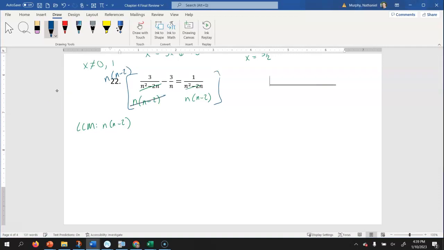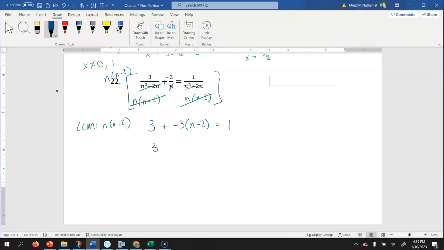So this will cancel out with the n and n minus 2, leaving us with just 3. Remember, this is plus a negative 3, so don't forget that's a negative 3 there. So this n would cancel out, leaving us with n minus 2. So we'd have negative 3 times what was left over, the n minus 2. And then on the right side, the n minus 2s and the n would cancel out, leaving us with just 1.